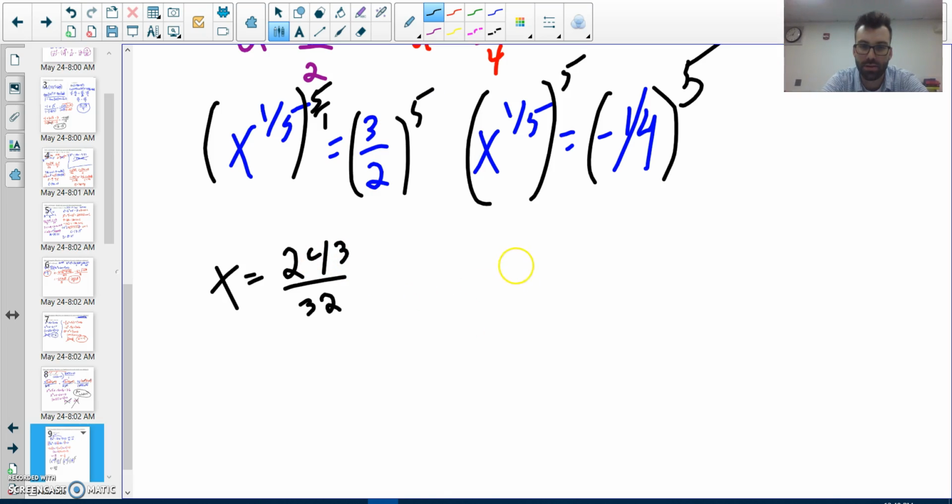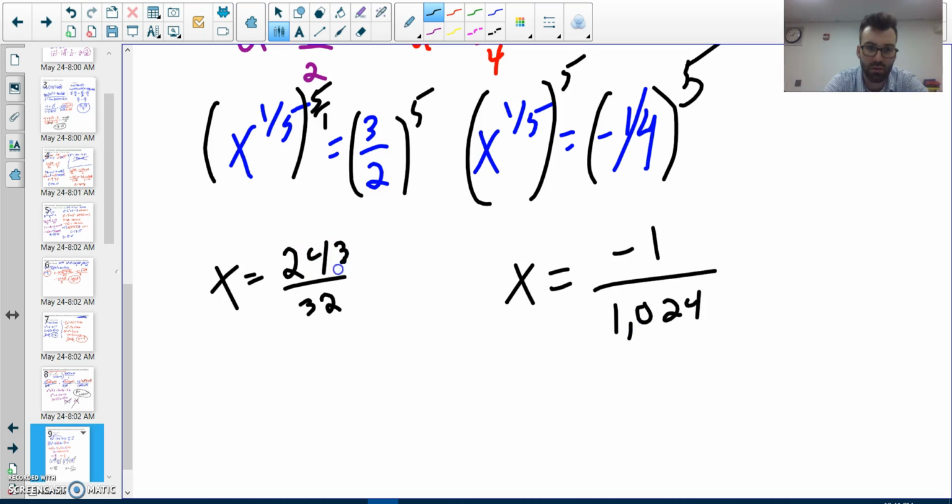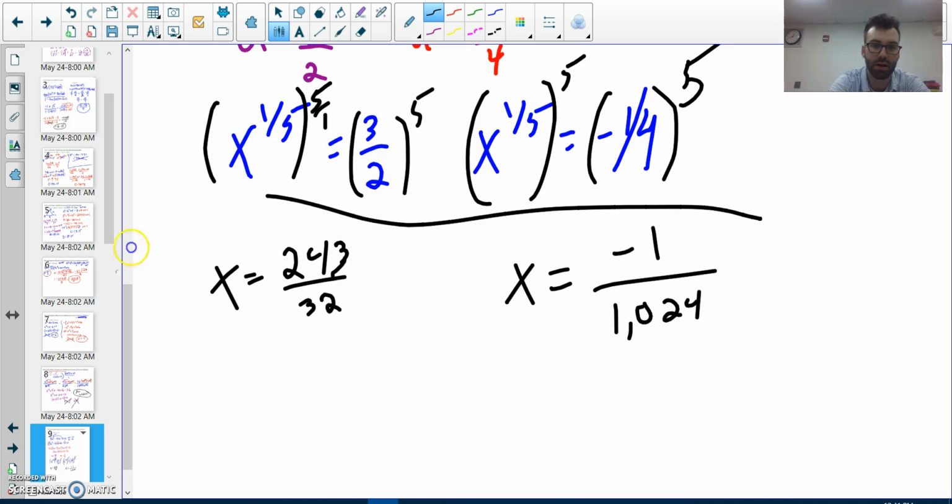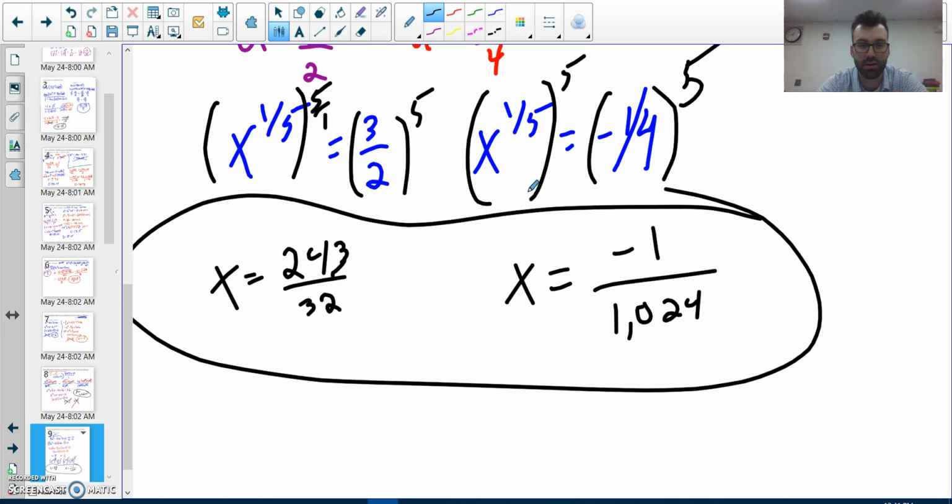Same thing over here. Obviously, we know negative 1 to the 5th is going to give us negative 1, and then 4 to the 5th is a huge number. That's 1024. This is 243. I hope it doesn't look like an exponent. And those both work out. There's our x values.